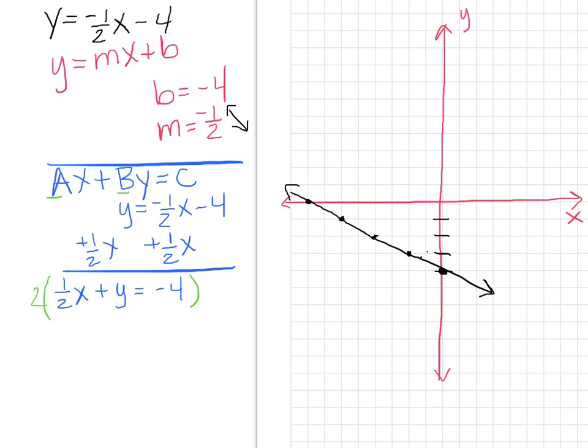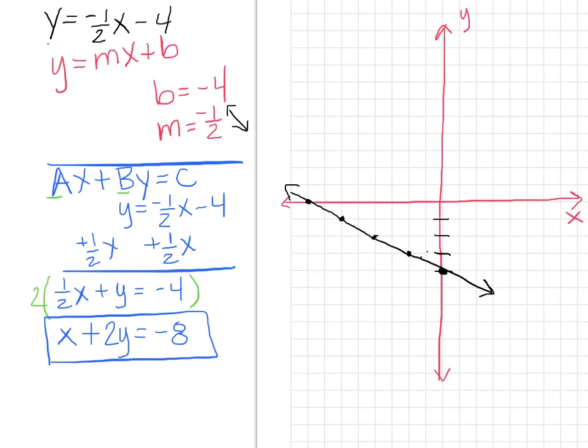So 2 times 1/2 is 1. So I'm left with 1x. And 2 times the 1, which is on the y, 2 times 1y is 2y. And 2 times a -4 is a -8. And so this is the same line.